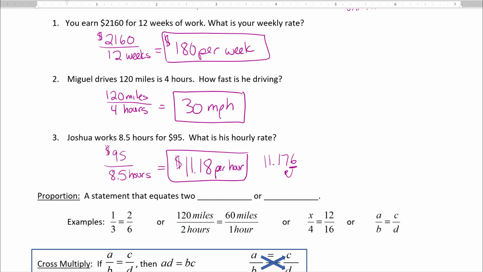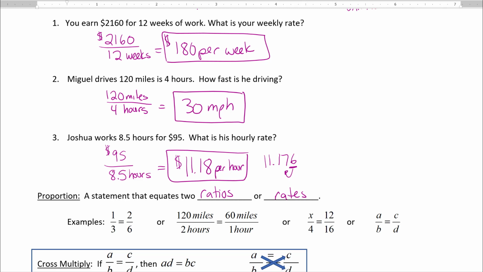Next, we're going to talk about proportions. A proportion is a statement that equates two ratios or rates. So for example, 1/3 is equal to 2/6. This is a fraction equals another fraction. Now, there's no x in here, so there's no solving to be done, but we will be solving pretty soon. This is just an example that 1/3 is the same thing as 2/6. They are equal, and this is a proportion because we're setting two fractions equal to each other. Two ratios, set them equal to each other, that's a proportion.